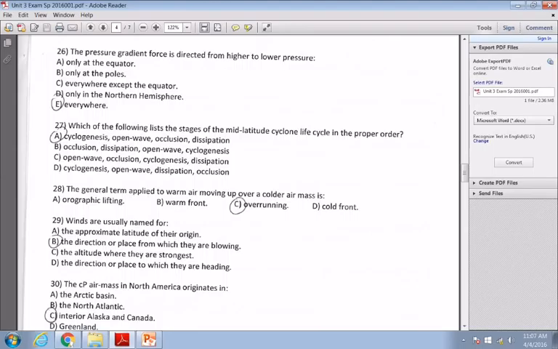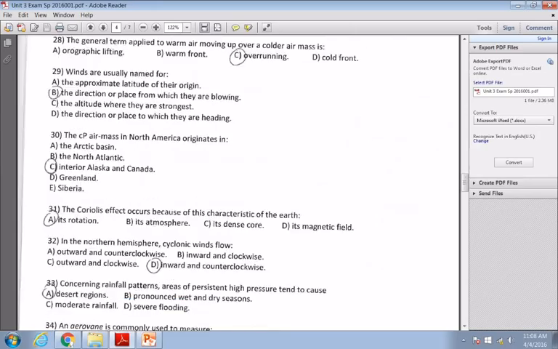Question 28, we use the term overrunning to apply to warm air going up and over. So the best answer for 28 is C. Question 29, winds are usually named for B, the direction they're coming from. Question 30, continental polar air masses in North America originate from the interior over land, so Alaska or Canada. C is the best answer for 30.